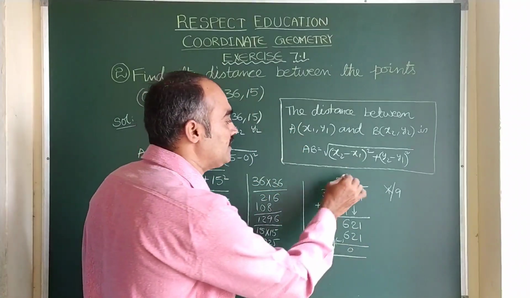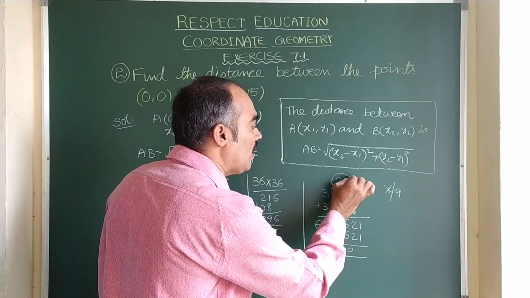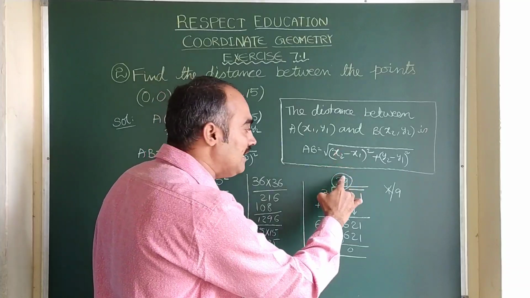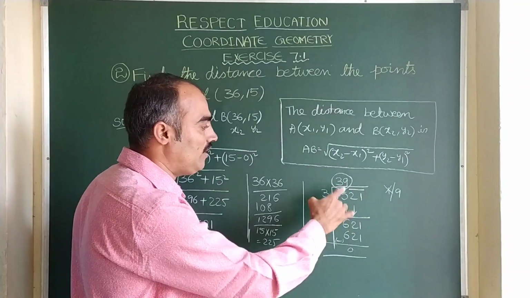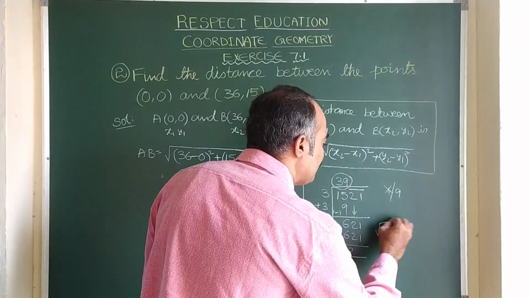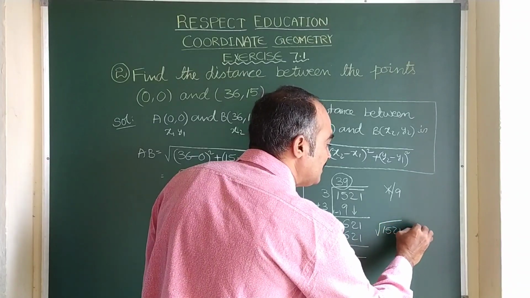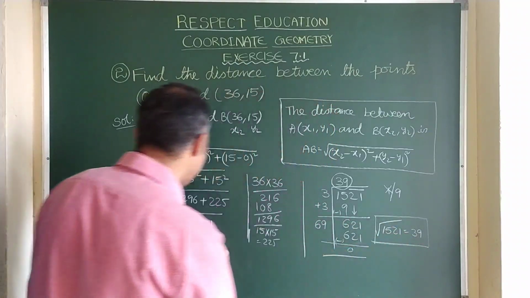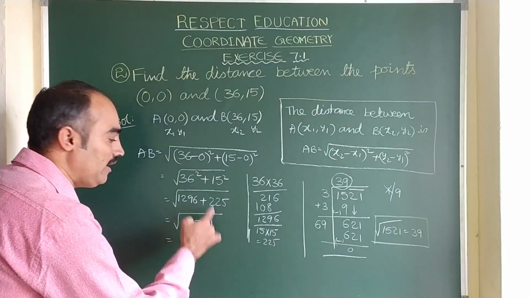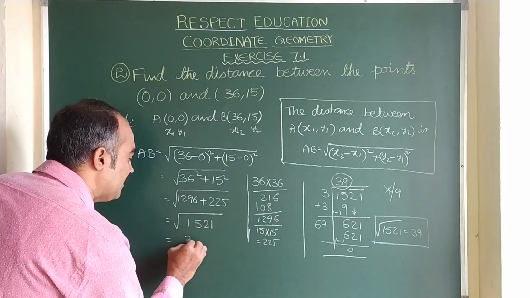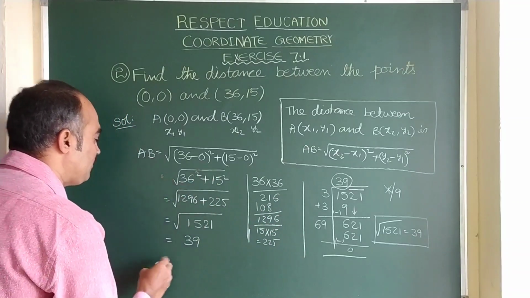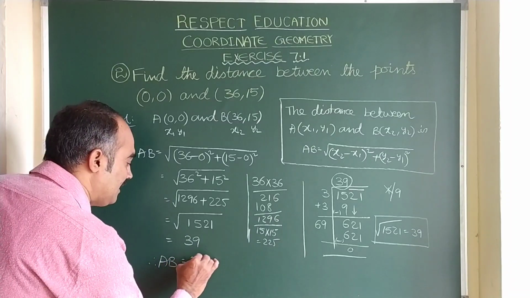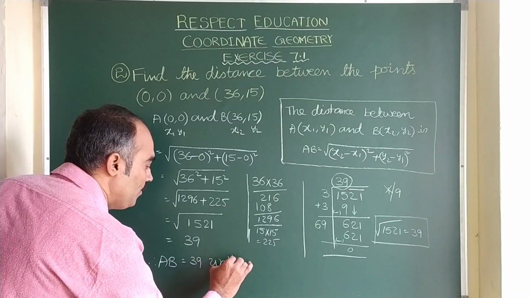So this number is the square root of 1521. That means 39. 39 is the square root of 1521. So here the square root of 1521 is 39. Right? So let us write this value here. We need the square root of 1521, so that is nothing but 39. So finally, the distance between A and B is 39 units.